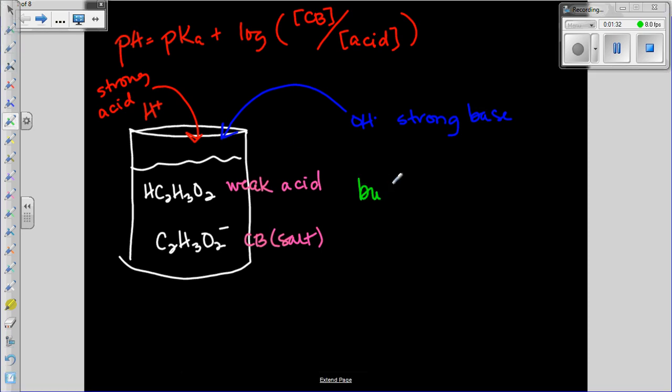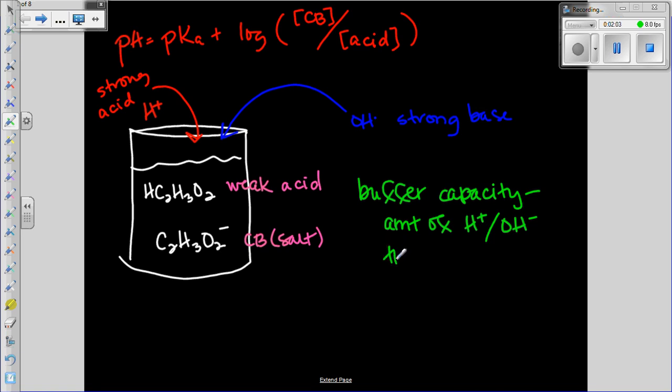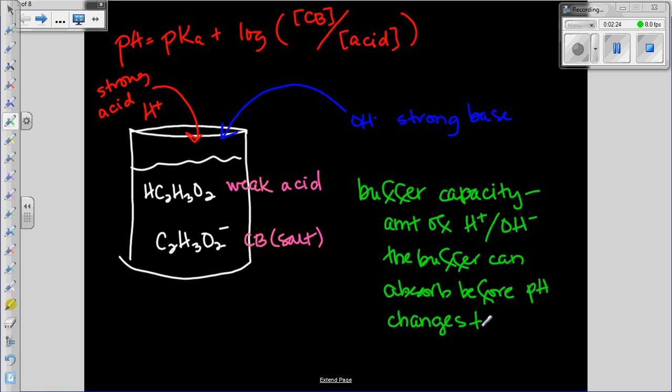So buffer capacity, if you think about the term capacity, how much something can hold. So the buffer capacity is the amount of strong acid or strong base. I'm just going to do H plus and OH minus to represent strong acid or strong base. The amount of that the buffer can absorb before pH changes too much. Now it's going to change a little bit, but we're talking about a larger pH change.